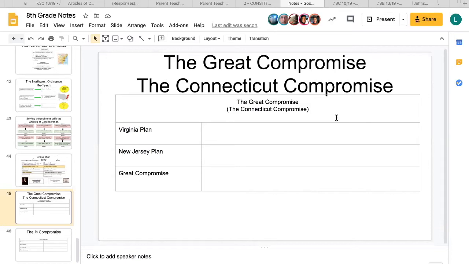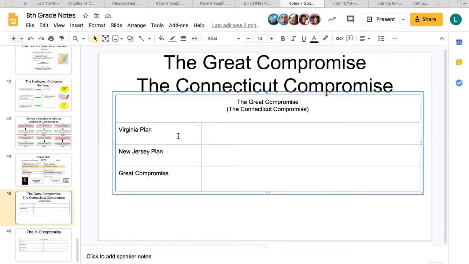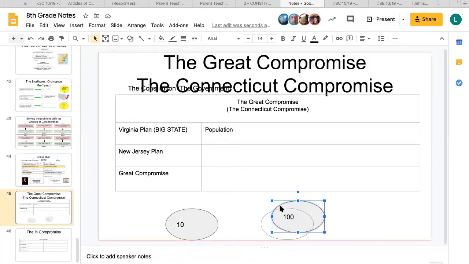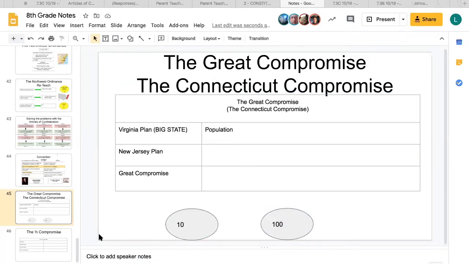And so they argue who should have the power. Virginia, which is a big state with 1.4 million people, says that the people should have the power. So we're going to put the word population. Which one would be Virginia? Would be 100 because Virginia has more people than hardly anybody. So Virginia is a big state, and what that means, it has a bigger population.